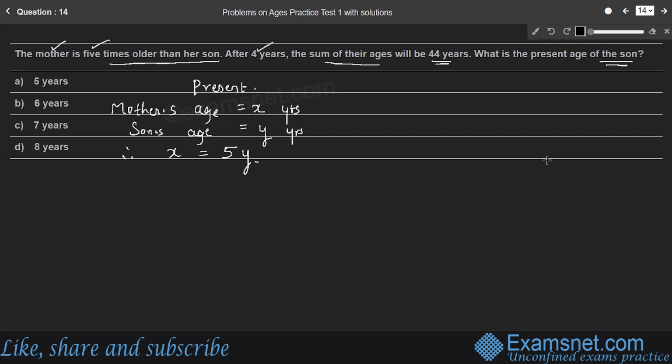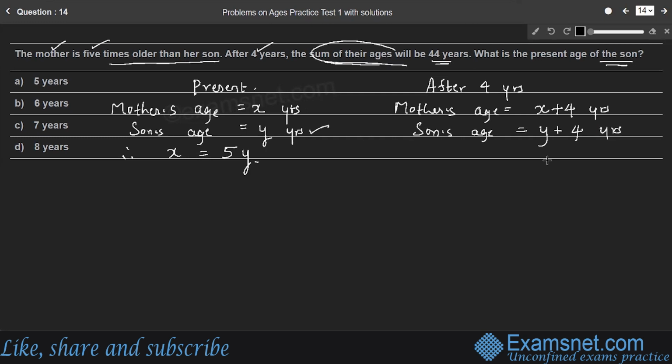So we'll consider after 4 years. After 4 years, mother's age will be her present age X plus 4 years, and her son's age will be Y plus 4 years. The son's present age is Y years; after 4 years it becomes Y plus 4. And the sum of their ages will be 44 years, it is given. So X plus 4 plus Y plus 4 is equal to 44.